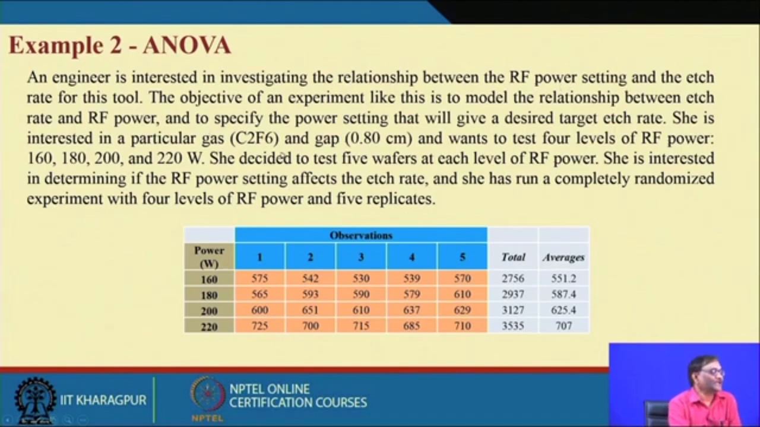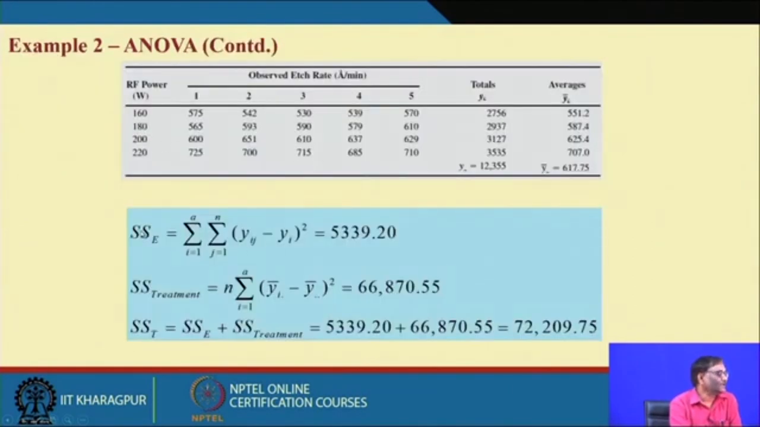Here, the response variable is the etch rate, and you are using different powers: 160 watt, 180 watt, 200 watt and 220 watt, that means 4 levels. There are 5 replications, and this is the experimental data, and then these are the totals and averages. Now, find out SS error, SS treatment and SS total. Okay.